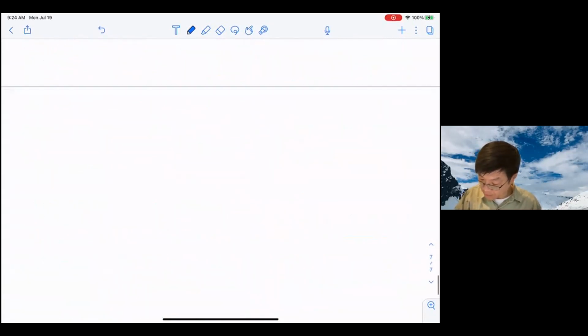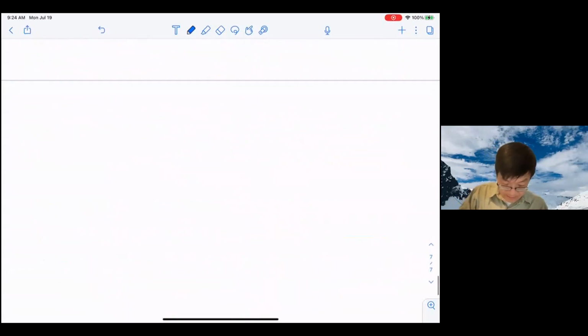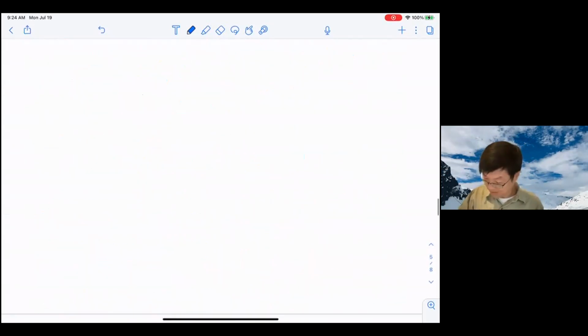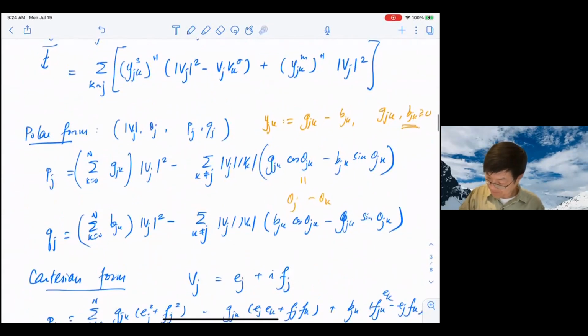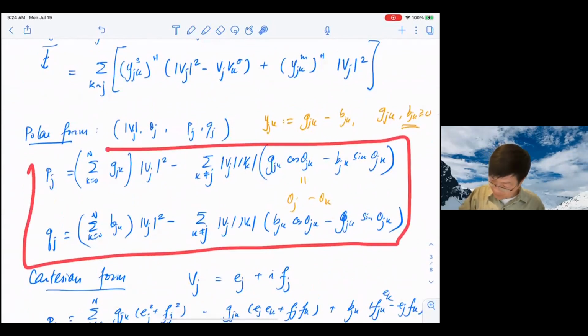Now, when we apply this to the polar form, we only apply this for PQ buses, but let me ignore that, assuming all buses are PQ except the reference bus, so that it simplifies the notation. Then we have Pj equals that polar form expression. So this is what we use for Newton-Raphson.